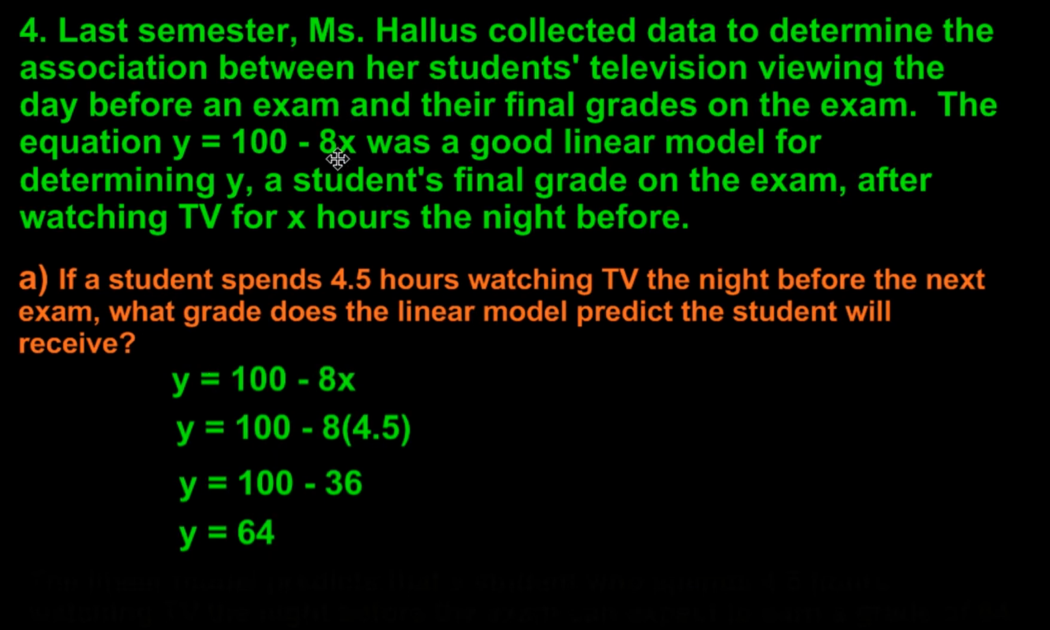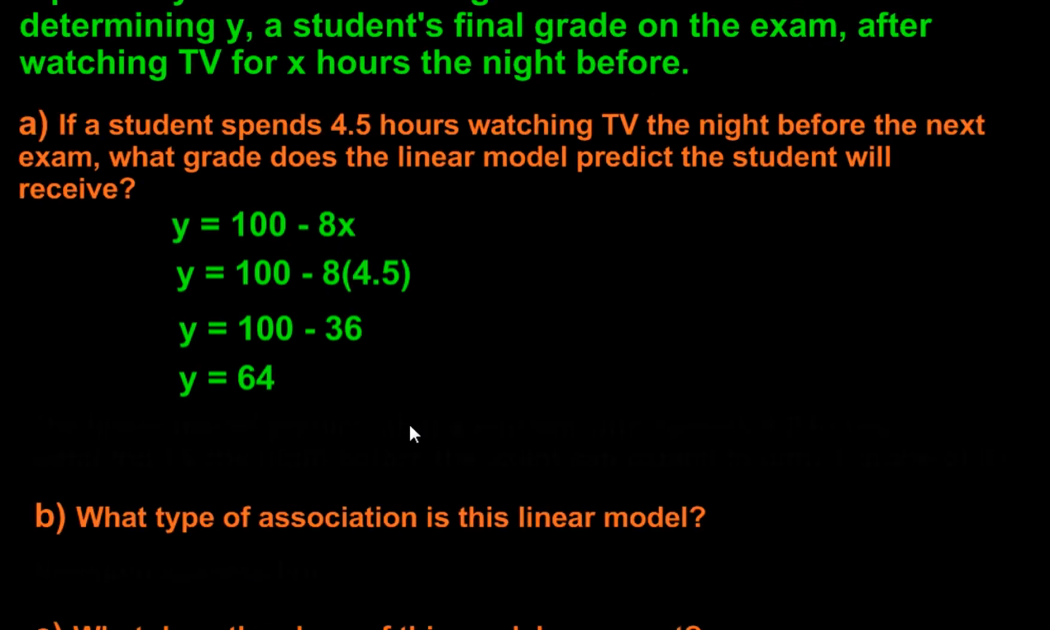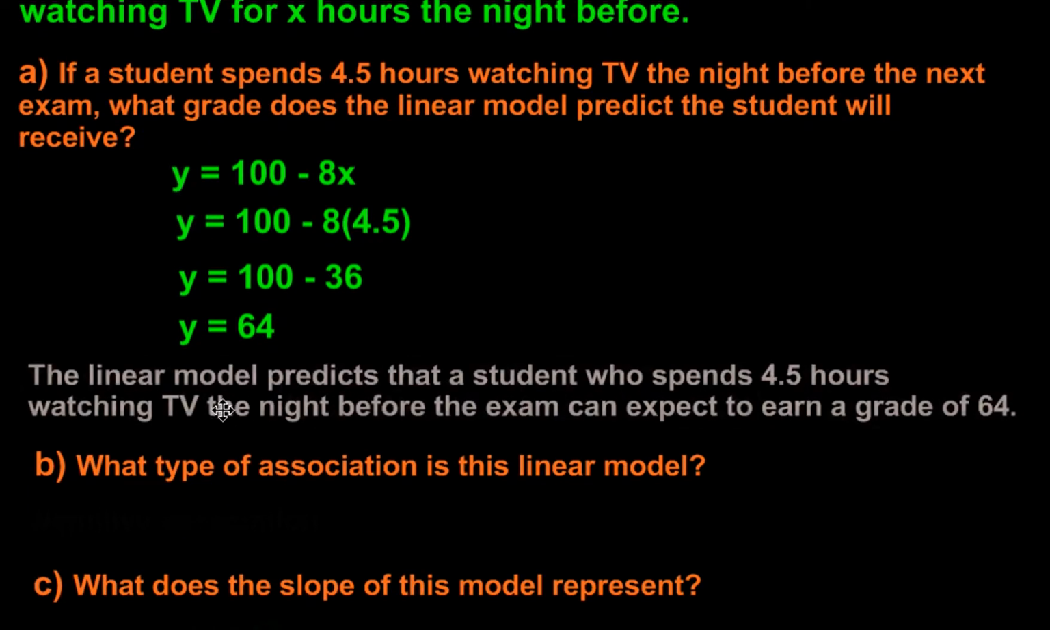Taking the equation y equals 100 minus 8x, we plug in 4.5 for x, and that gives us 100 minus 36, so y equals 64. That means the linear model predicts that a student who spends 4.5 hours watching TV the night before the exam can expect to earn a grade of 64.